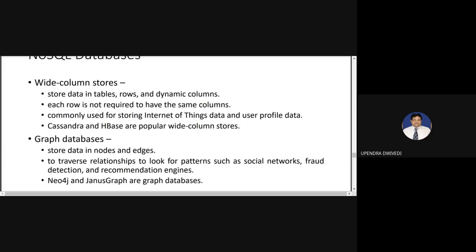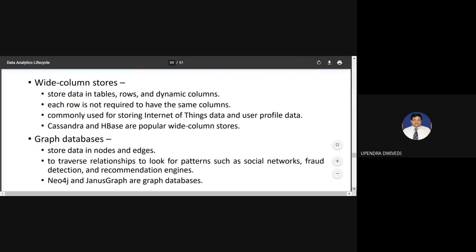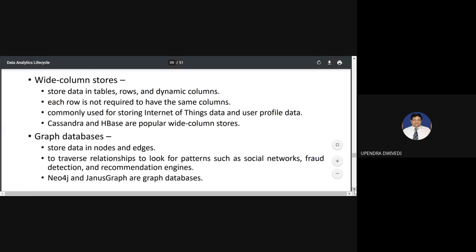Common examples of graph databases are Neo4j and JanusGraph. Again, I suggest that you please write a few descriptions about these databases, their working, their advantages and their disadvantages. Next.